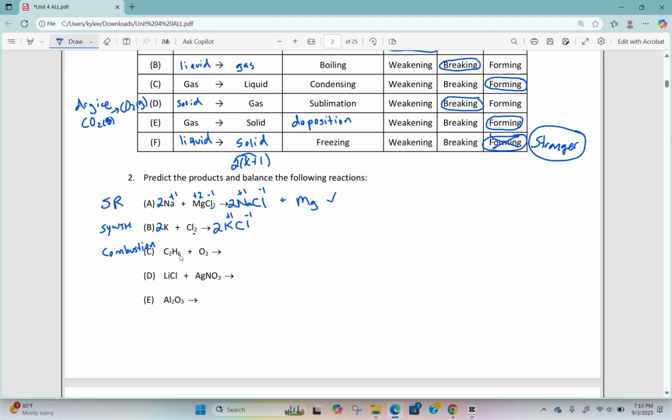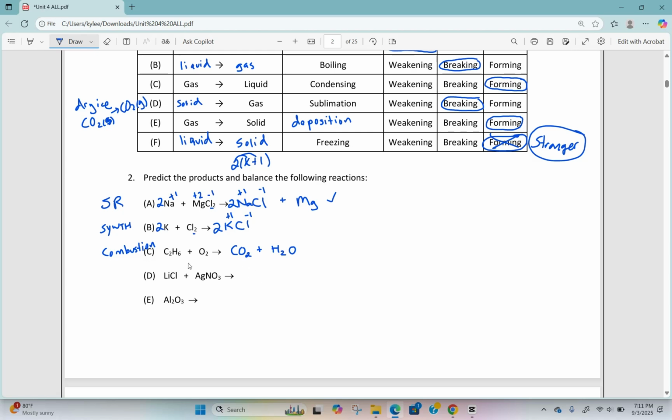So I have carbon and hydrogen. That's my hydrocarbon reacting with oxygen. When I identify a combustion reaction, I don't need to think about it at all. The products are always going to be CO2 and water.